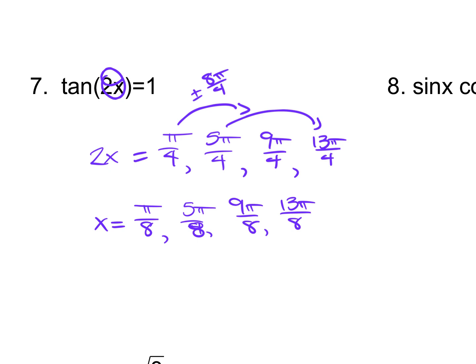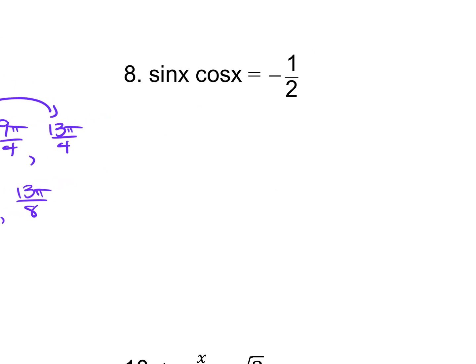Questions on that one? We're going to finish up with the last couple. Number 8 looks a little bit different. I have a sine x times a cosine x. Are we allowed to split it up if it's not equal to 0? No. Any other thoughts about what sine x cosine x looks like?